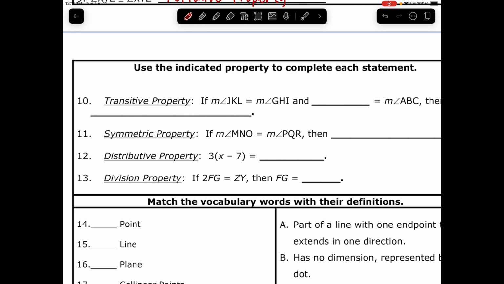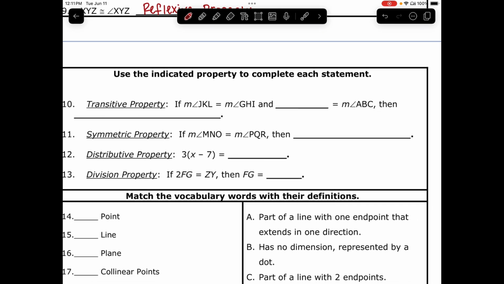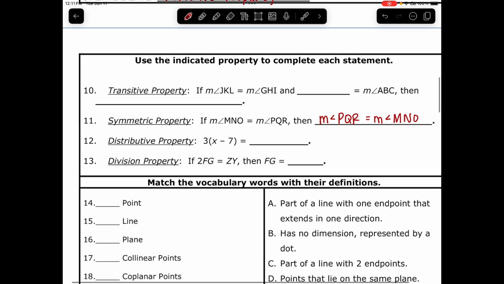Okay, number 11, symmetric property. If the measure of angle MNO equals the measure of angle PQR, now if we use the symmetric property, you just flip them. So the measure of angle PQR also equals the measure of angle MNO. Try number 12.